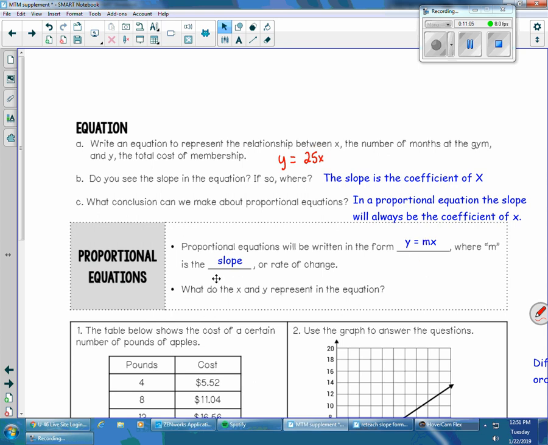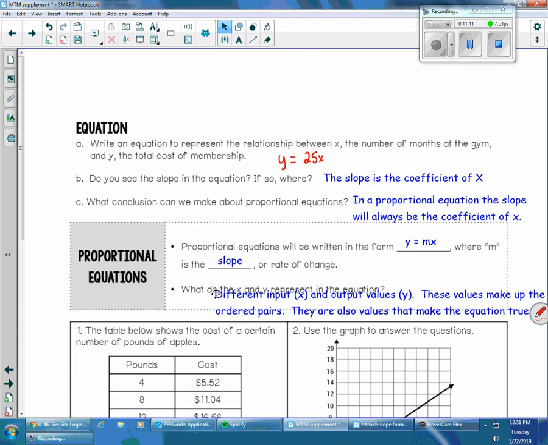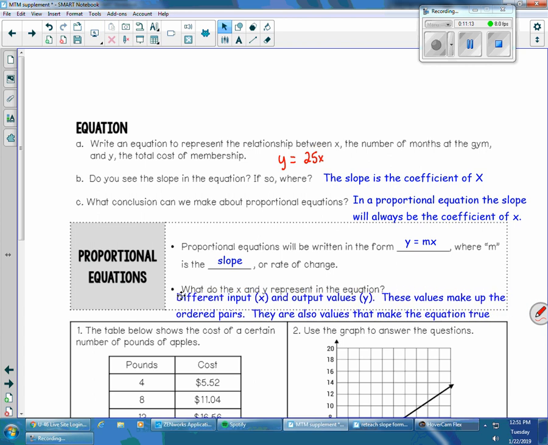So what do the x and y represent in the equation? The x and the y are different inputs, your x's, and different outputs, your y's. These values make up the ordered pairs. They're also values that make the equation true. So if you're putting an input in that doesn't give you an output that's real or that's true, it's not going to be on the line. It's not going to be part of your solution.